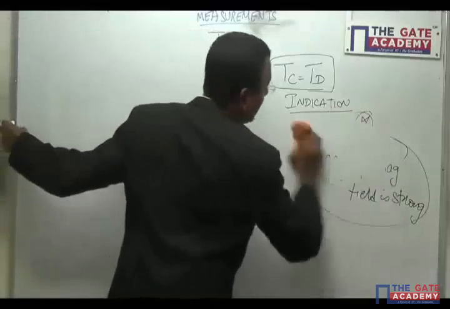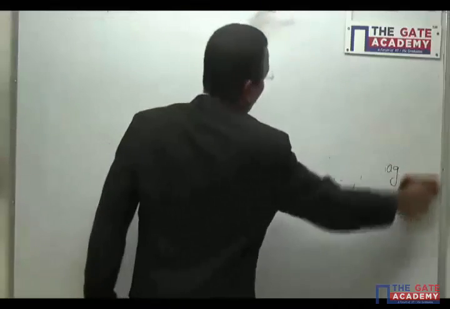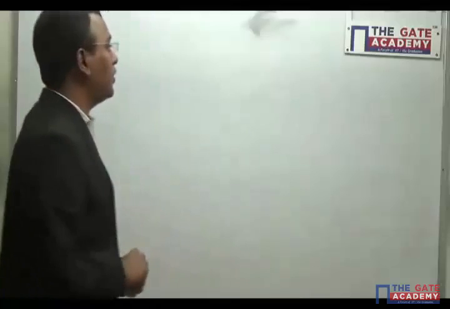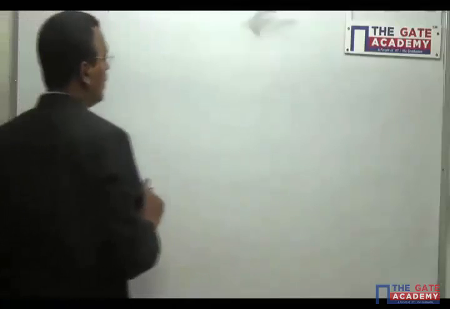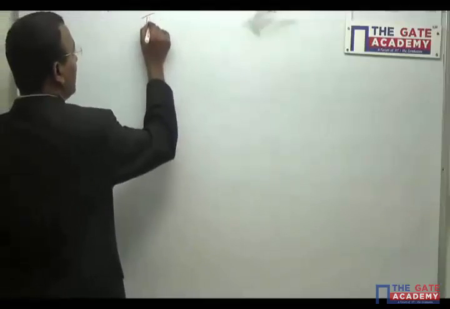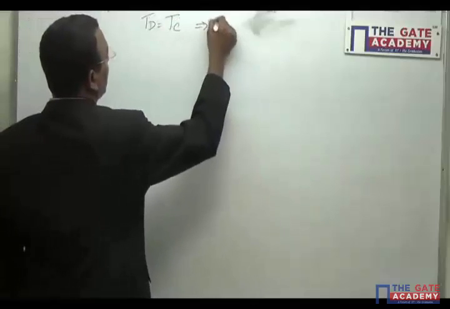One biggest disadvantage with PMMC instrument is what? Deflection is proportional to average value. Hence, if you apply a pure sine wave, the deflection is going to be 0. This is going to be a very important point for your PMMC instrument. Where the deflection is, your TD should be equal to TC. This is the place where we get the indication.